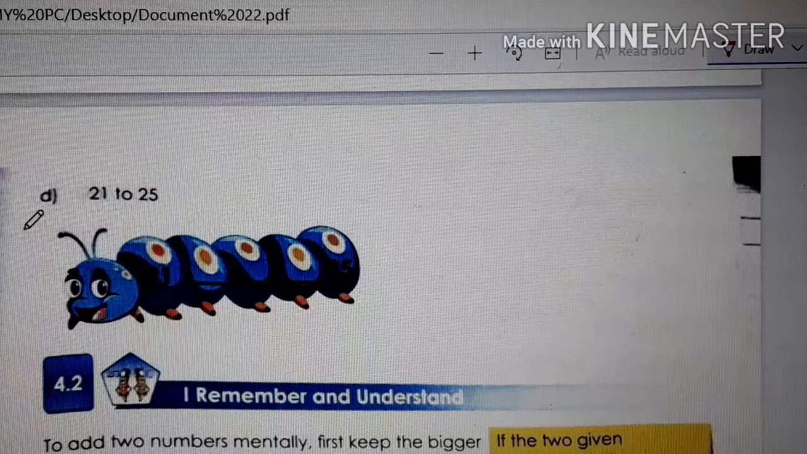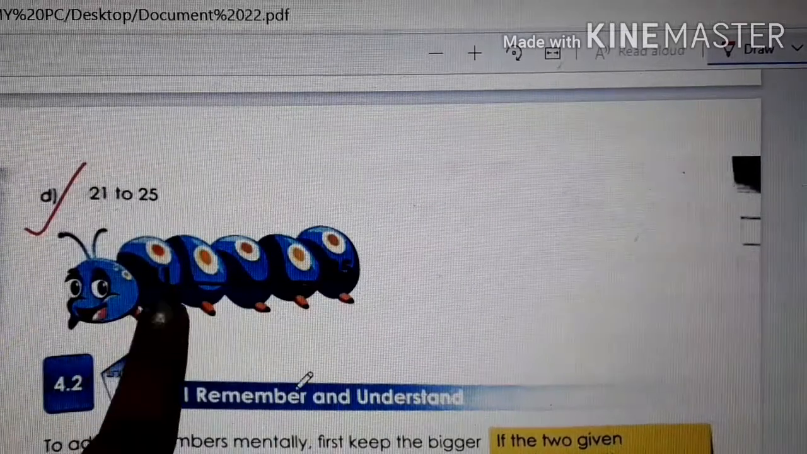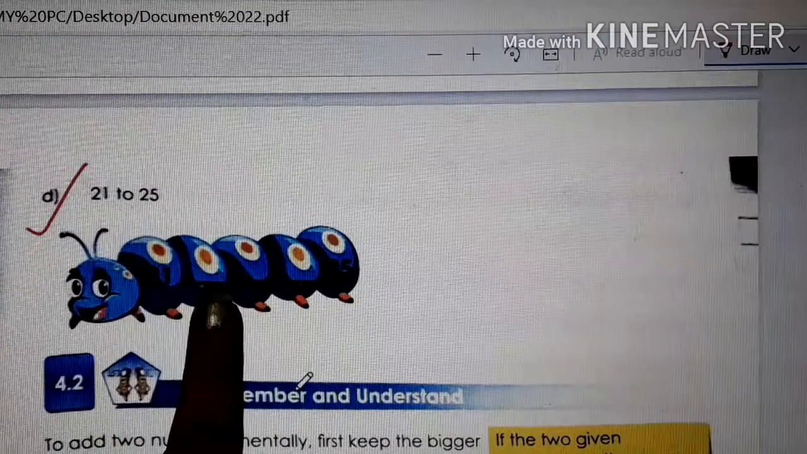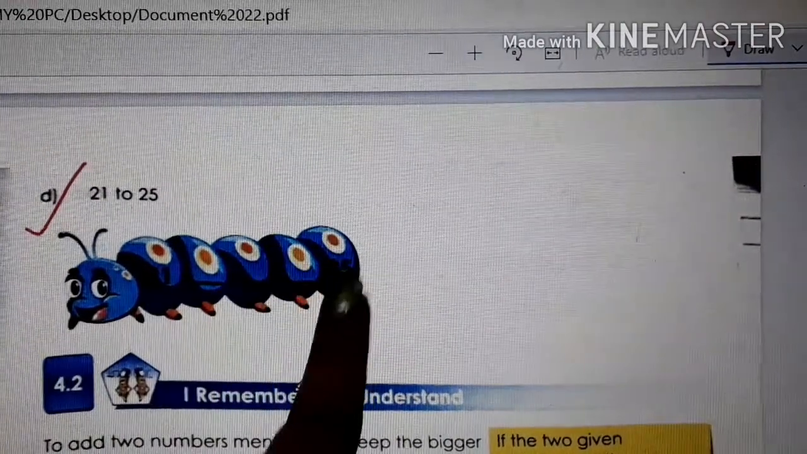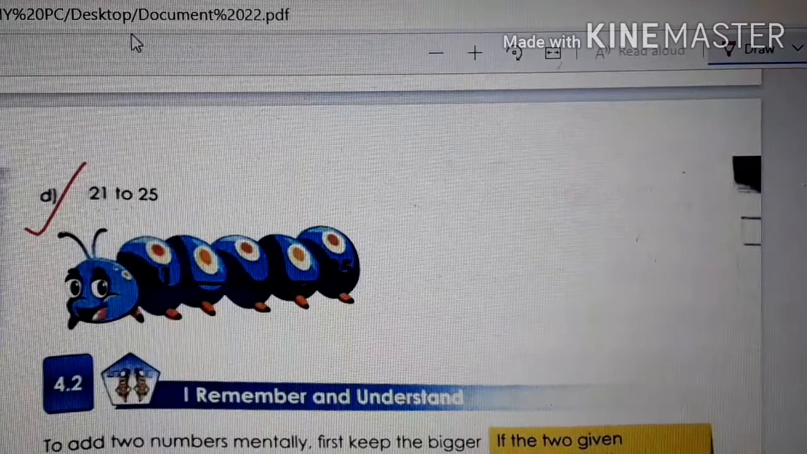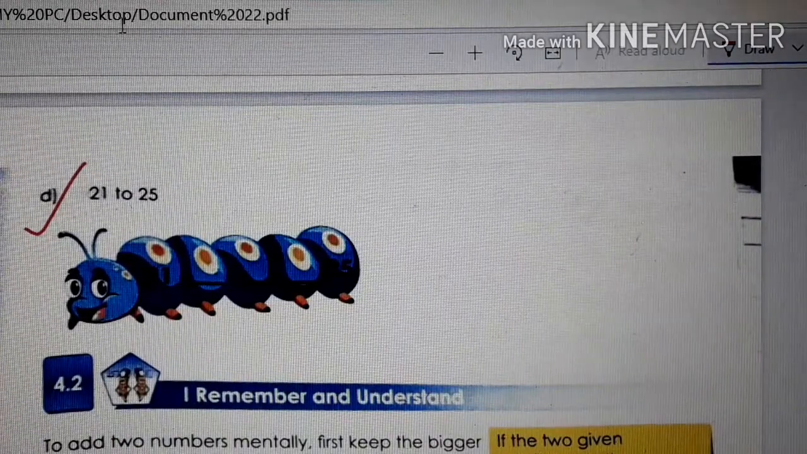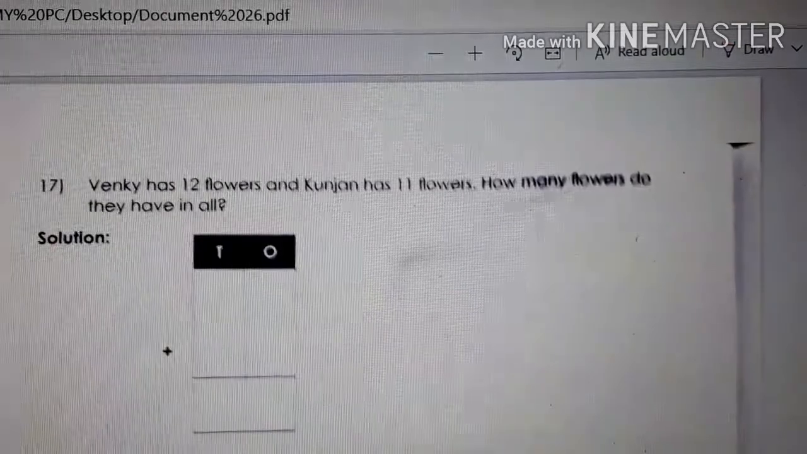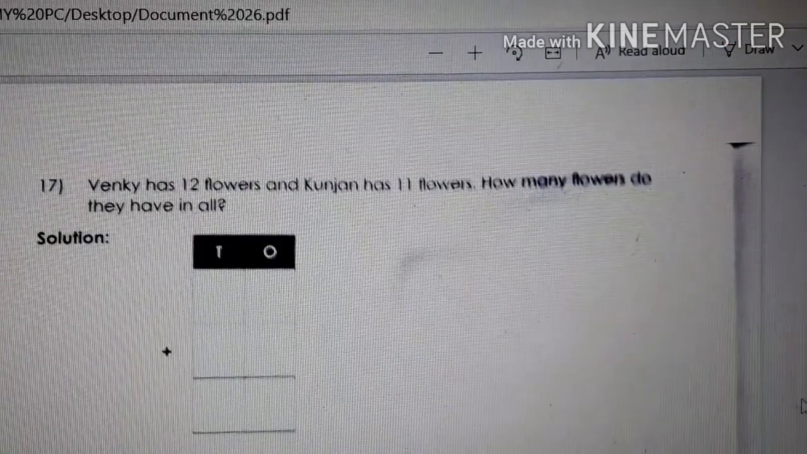Next comes 21 to 25. So after 21: 22, 23, 24, 25. It is very easy, isn't it? So you can do this. Now children, we will move to the workbook. Open your workbook, children.